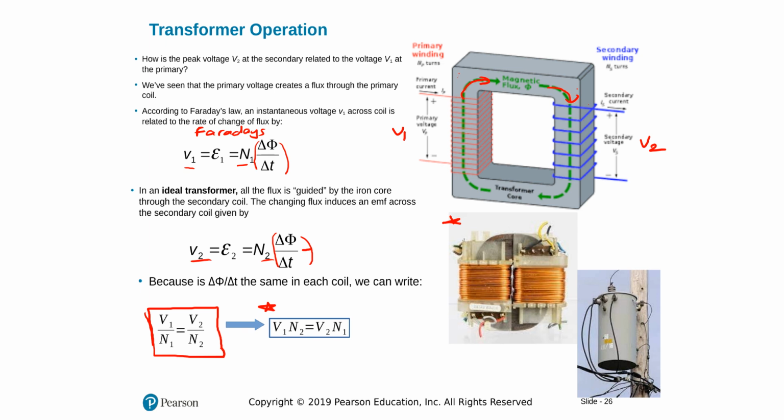Here is how transformers look in real life. This would be our primary coil, and this would be our secondary coil, and here's how they look. And inside this box here we have a transformer.